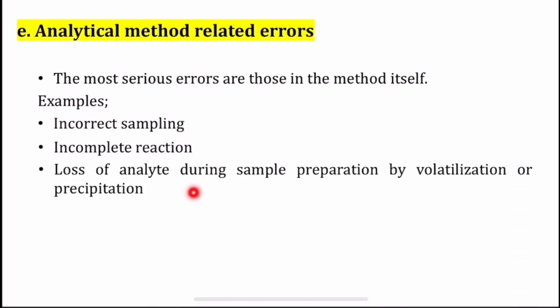Sometimes, loss of analyte during sample preparation due to volatilization or precipitation can introduce several errors in analytical methods. For example, if the analyte volatilizes during sample preparation, the concentration of the analyte in the final solution will be lower than the actual concentration in the original sample. This can lead to an underestimation of the analyte concentration in the analysis.